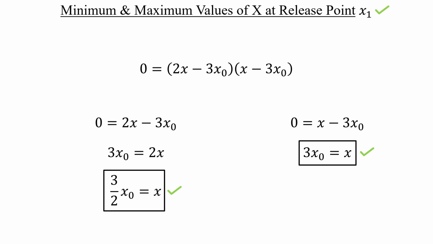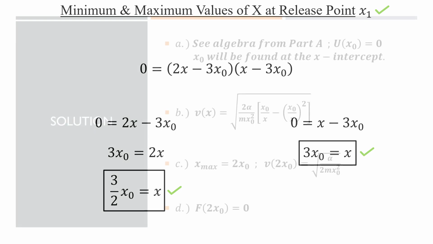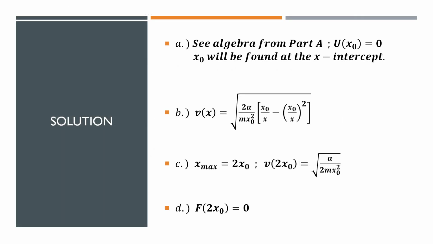Here's some review on the solution card in case you may have skipped through some parts. In Part A, we did a bunch of algebra to match the potential energy expression that the problem wanted, and we found that at the release point of x naught, the potential energy will be 0. That release point is found wherever the x-intercept is located, which depends on the values of alpha and beta.